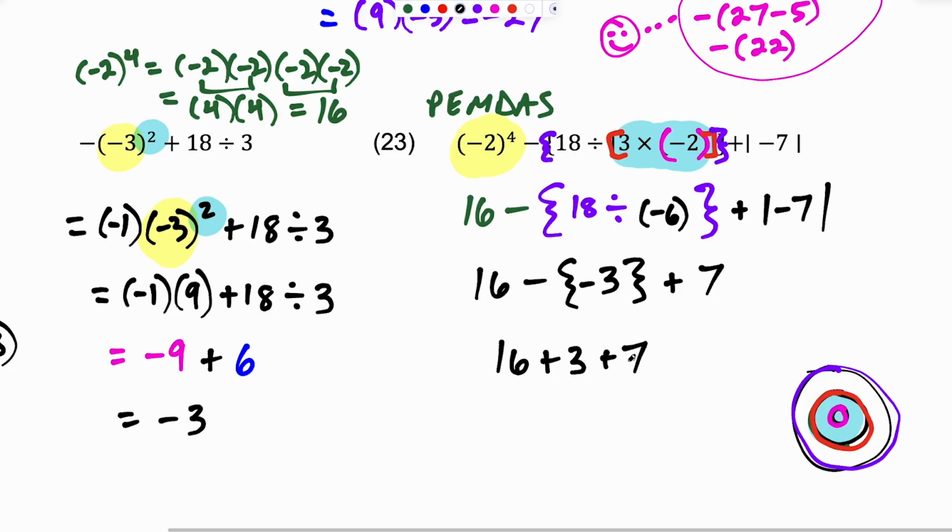So now we just add these numbers together. I just see these right away. 3 plus 7 makes 10, and 10 plus 16 is 26. So this works out to 26. And I'll just write my equal signs here along the way to show we're going from one line to the next. But question 23, our answer is 26.